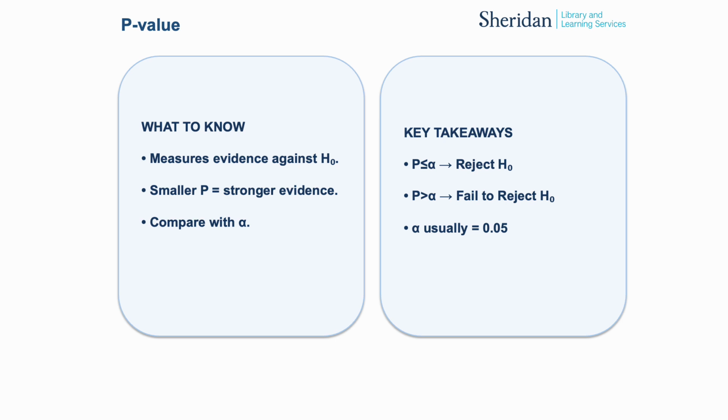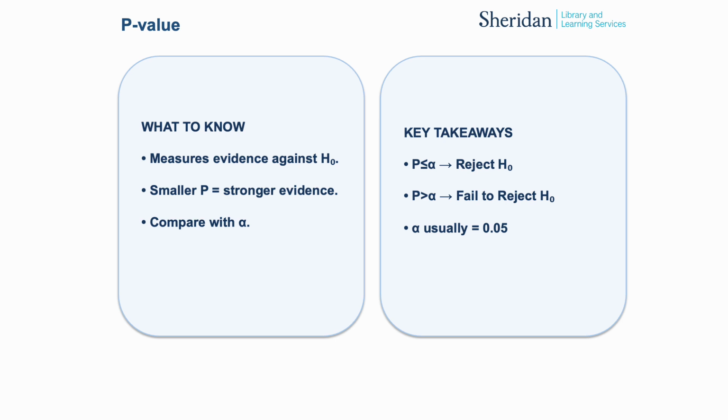Imagine a company claims that 95% of its products meet quality standards. We collect a random sample and perform a hypothesis test. After doing the calculation, we obtain a p-value of 0.02. Now the question is, what does the number actually tell us?